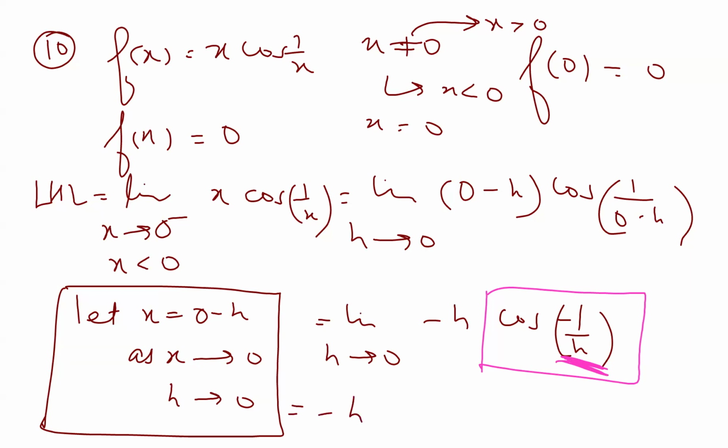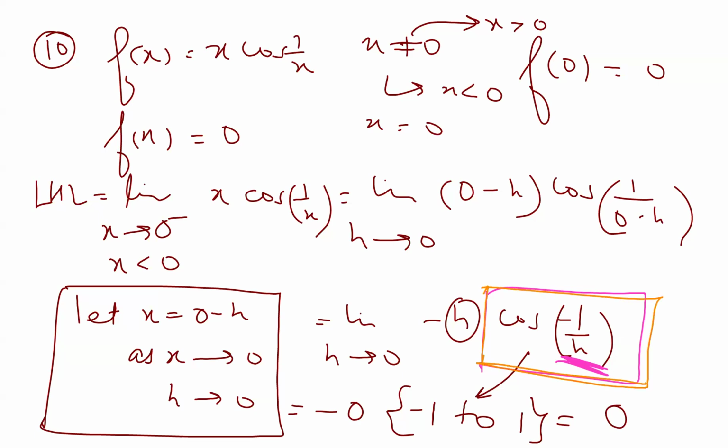This value, the pink colored value, lies between -1 to 1. But this h is 0. So 0 into any value will be 0. So LHL is equal to 0. This was the trickiest part. The trigonometric function cos of any angle lies between -1 to 1. Now that value into this 0 which comes from this h gives me 0.